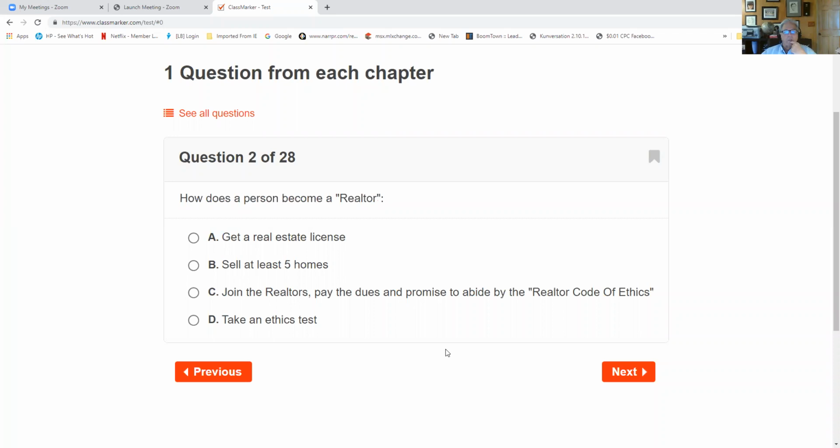The next question is, how does a person become a realtor? Well, the way you become a realtor, which is a trade association, is you join the realtors, you pay your dues and promise to abide by the realtor code of ethics. So the way you become a realtor is to join the realtors. The realtors are a trade association. If you are a member of the realtors, you are then allowed to use the realtor identifying trademark.